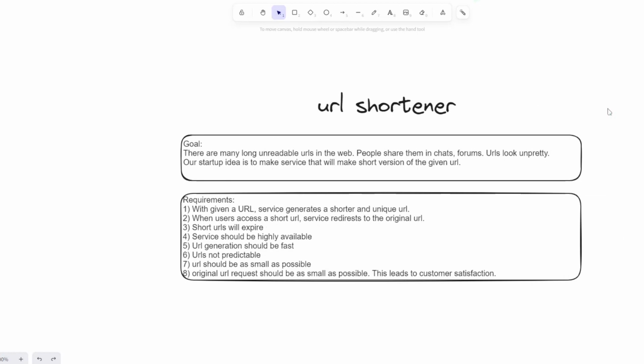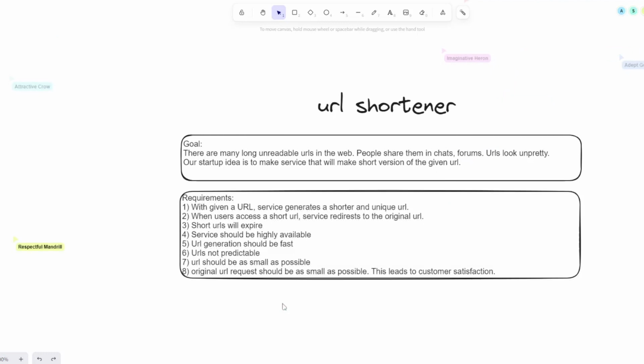So let's try this link. I think it should work. Oh, I see arrows with names. That's great. So it works, and it's not so slow. That was a few days ago when we did the mock interview.